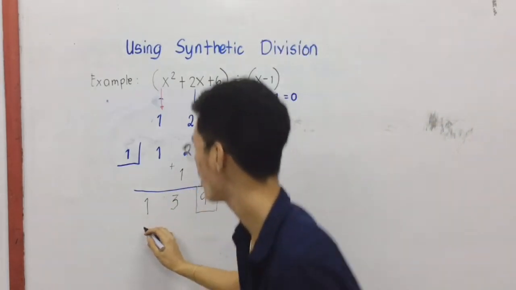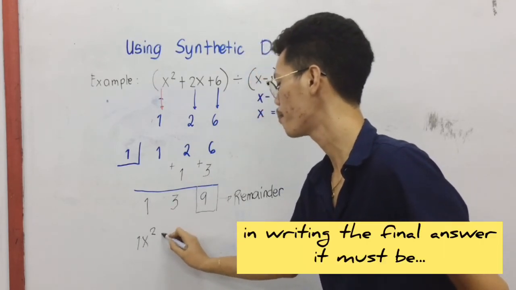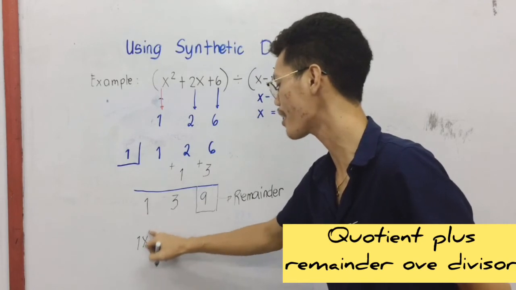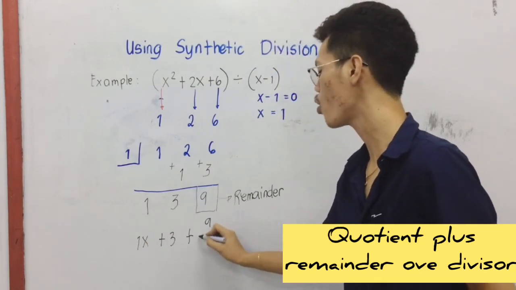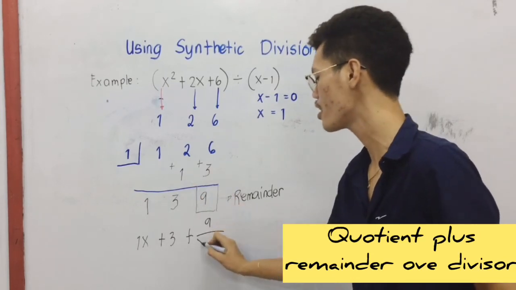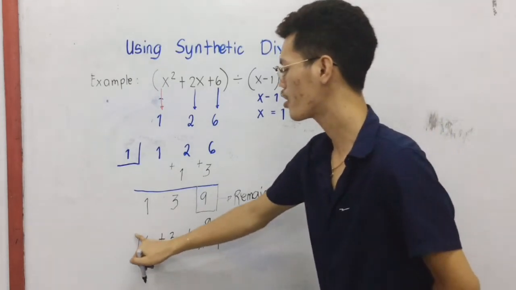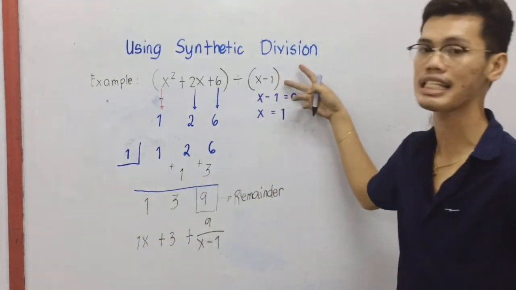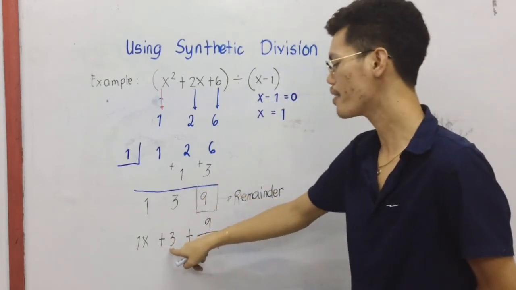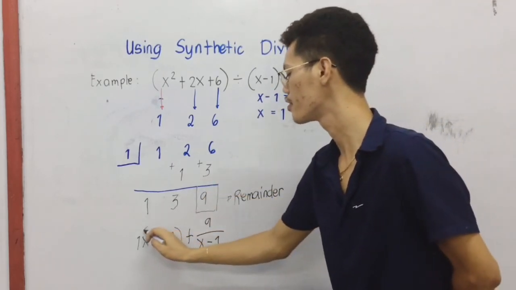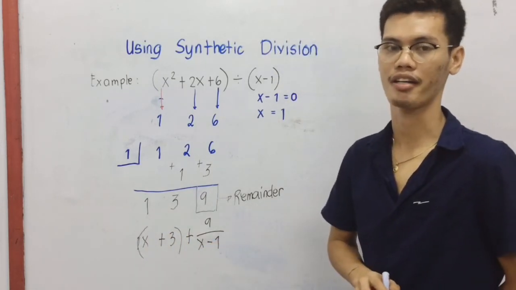So that means 1 becomes 1x, plus 3, plus your remainder 9 over your divisor x minus 1. Therefore, the quotient, or the answer of this given expression or problem, is equal to x plus 3 plus 9 over x minus 1.